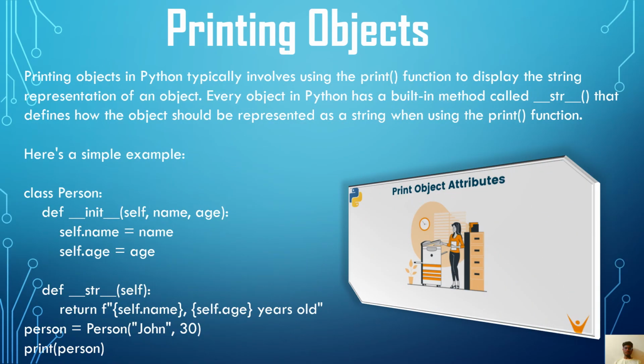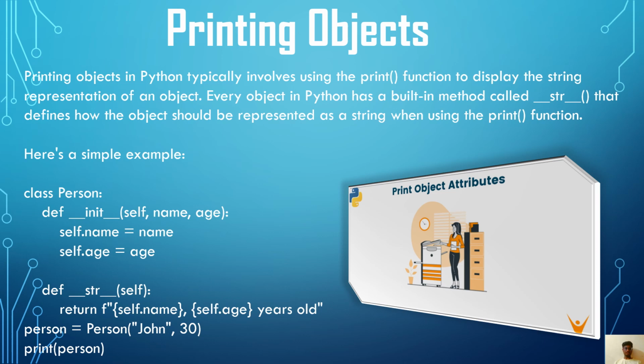Let us learn about printing objects. Printing objects in Python typically involves using the print function to display the string representation of an object. Every object in Python has a built-in method called __str__ that defines how the object should be represented as a string when using the print function.